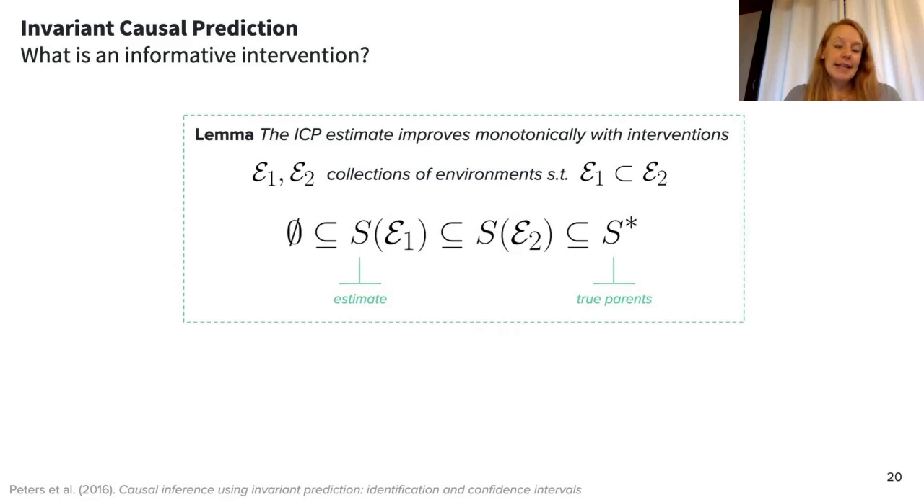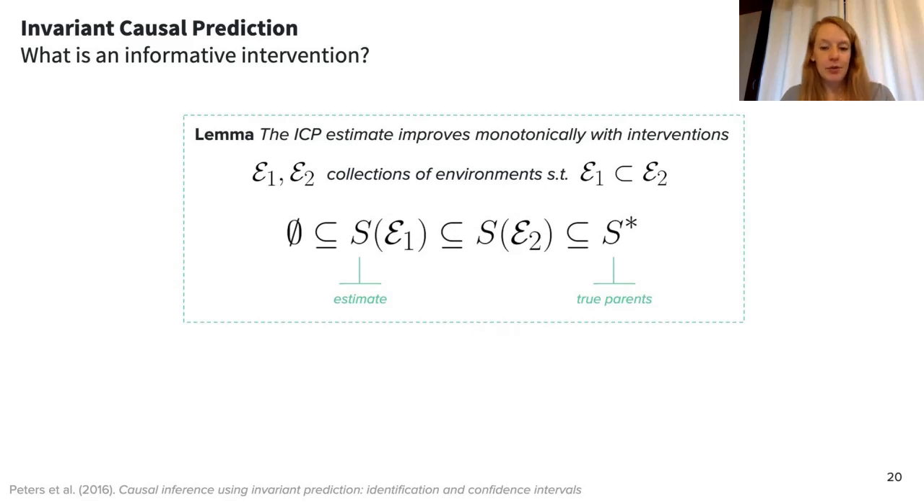And in general, the estimate improves monotonically with interventions. So what we see here is we have a collection of environments script E1 and a collection of environments script E2. And E2 is a superset of E1. And then the estimate based on E2 will be at least as good as the one based on E1.